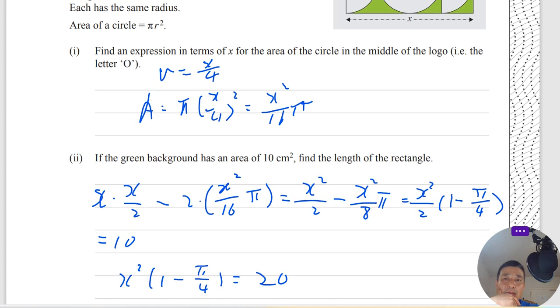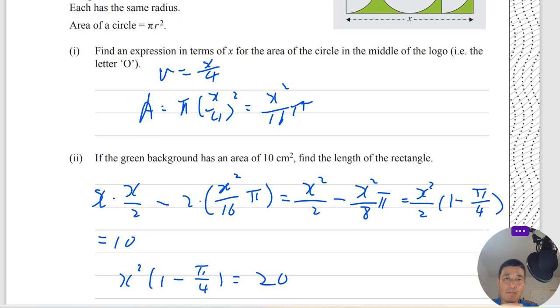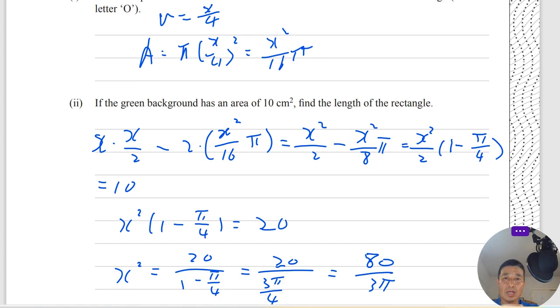So the shaded area is the total area, which is x times x over 2, minus 2 times the circle. We got there, and x squared over 2 minus that gives me that equals 10. So x squared times 1 minus pi over 4 must be 20, right? I'm solving this equation, right?